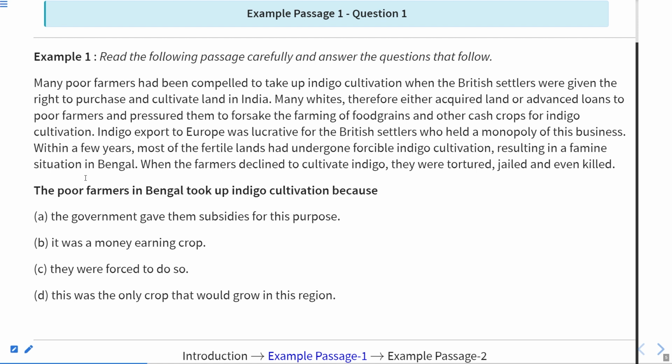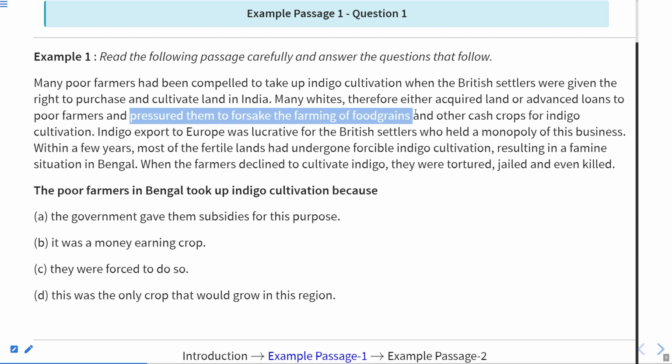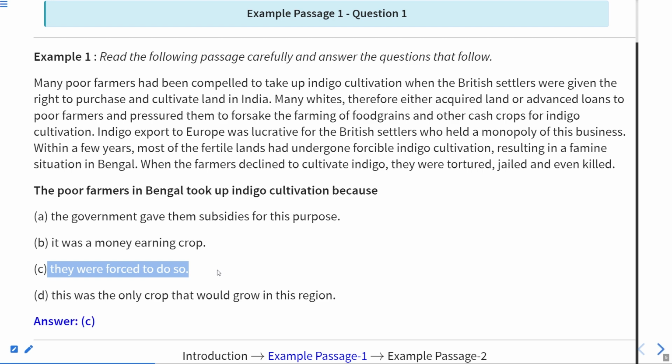Now, the question is, the poor farmers in Bengal took up indigo cultivation. It means they were doing indigo cultivation instead of food grains and cash crops. What was the reason behind it? Of course, as we have seen, they acquired land and pressured them to forsake the farming of food grains and cash crops for indigo cultivation. Pressured means forced, so they were forced to do so. So the answer will be C.